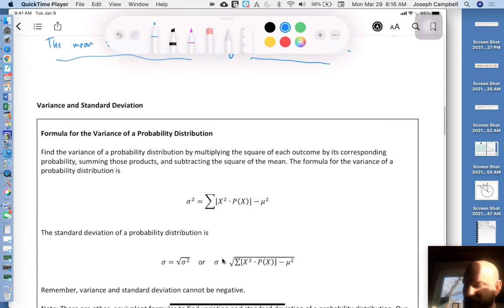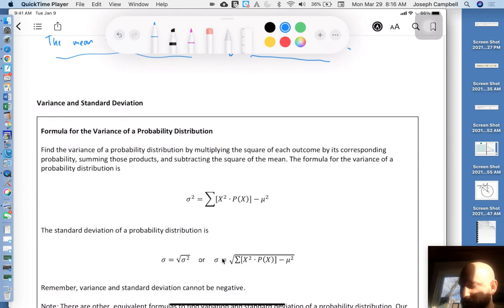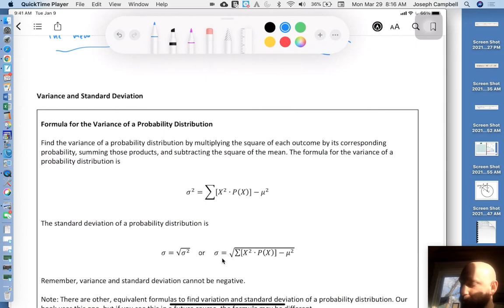All right. Variance and standard deviation. Formula for the variance of a probability distribution. This is a little bit different. Find the variance of a probability distribution by multiplying the square of each outcome, by the way, we square it so we don't have to worry about negatives, right? We worry about basically magnitude difference from the mean, by its corresponding probability, right? So that's its likelihood of departing from the mean, summing those products and subtracting the square of the mean. So essentially, we are looking for distance from the mean again. So on average, how much do our values differ from the mean of the distribution in either direction, right?